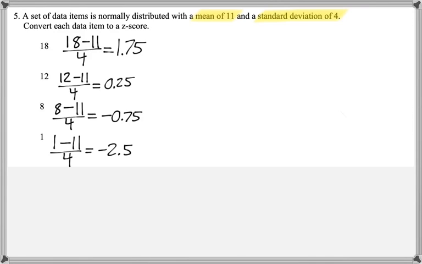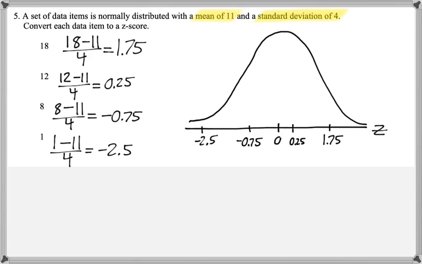Now, it doesn't say to do this, but if we want to show the z-scores underneath the standard normal distribution alongside their corresponding x values, it will look something like this.